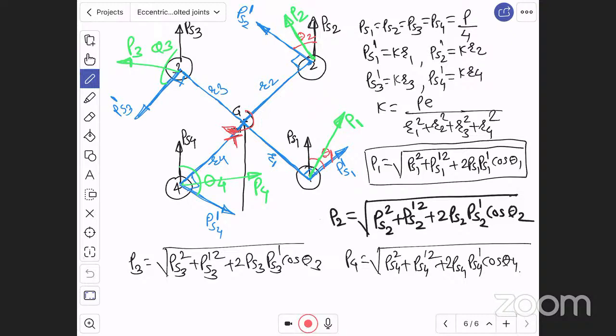Now in this equation, as theta goes on decreasing, cos theta value goes on increasing. Therefore resultant load goes on increasing, force goes on increasing, and as force goes on increasing, stress goes on increasing, right? Therefore the bolt having minimum value of theta is critically loaded.